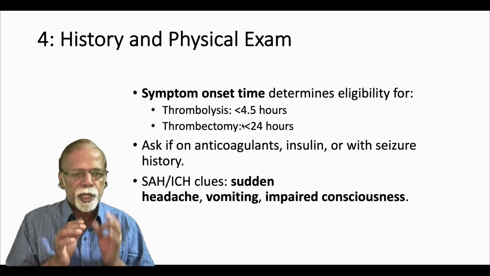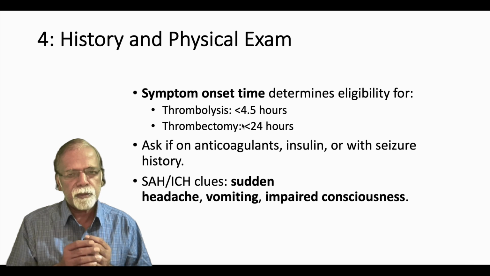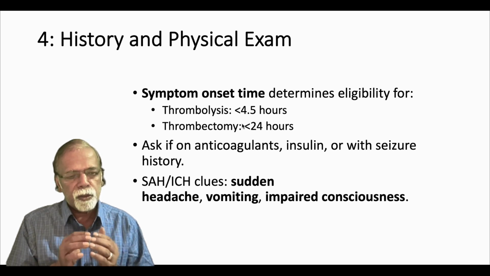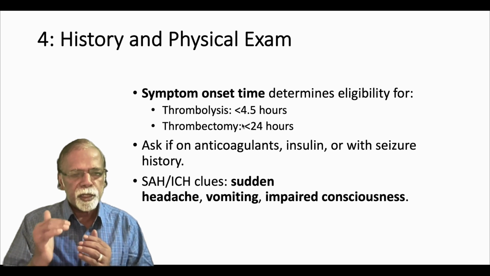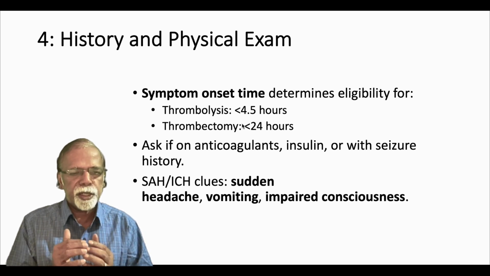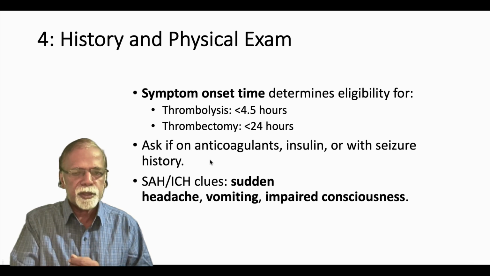Verify whether the patient is on anticoagulants or insulin, because of the risk of hypoglycemia, and a history of stroke or seizure should also be asked for. And exclude clinically subarachnoid hemorrhage and intracranial hemorrhage, looking at clues like sudden severe headache, significant vomiting and altered consciousness.